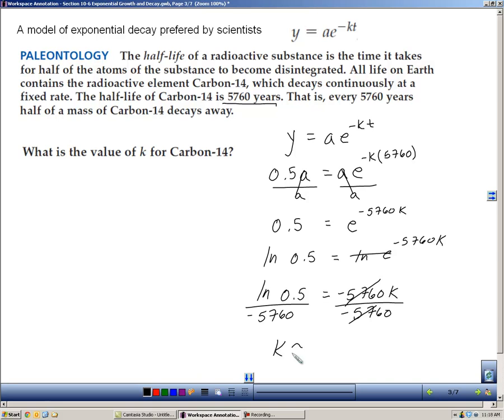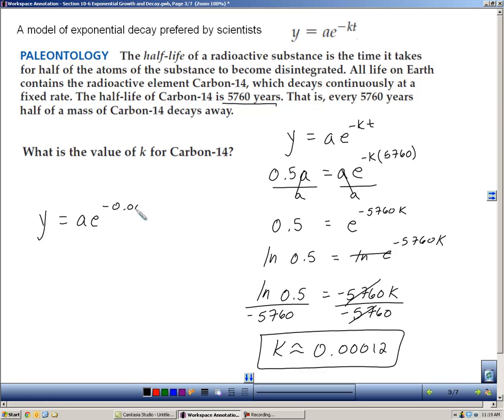If you plug this value into your calculator, you'll get an estimated value of 0.00012. That is the constant in the exponential decay formula for this situation. So if I plug that back in and write my formula for carbon, it's going to be y equals a e to the negative 0.00012 times the time in years. That's what the formula would look like for carbon-14.